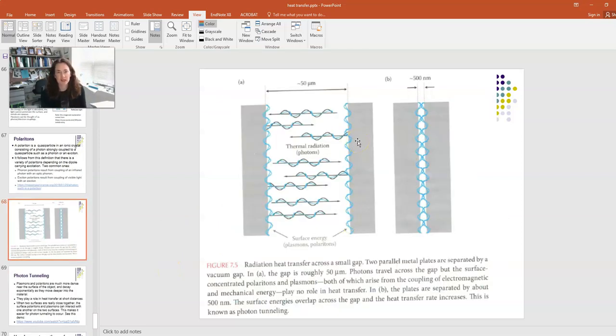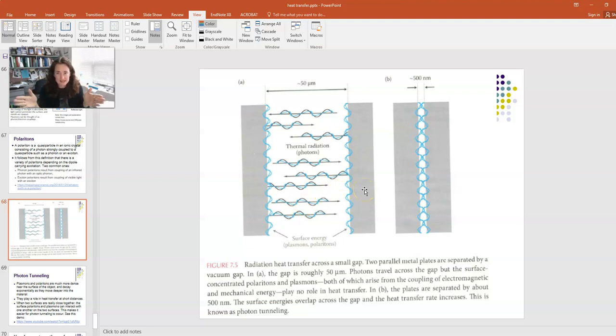So for example, let's think about this. If you have a large separation, here large just means 50 micrometers, basically you have these surface energies going on in either one of these surfaces, right? These plasmons and polaritons are wiggling their way around on the surface, but these materials are so far apart that it doesn't make any difference, and you just have energy transfer back and forth via these photons, basically our blackbody radiation that we've talked about before.